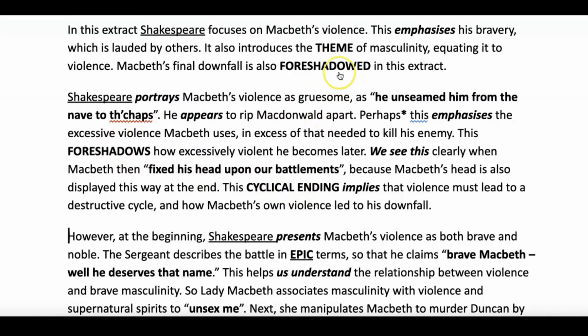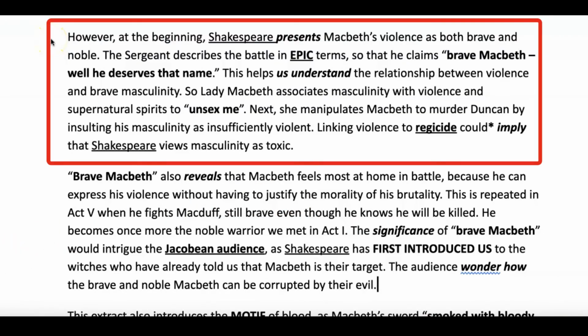By the way, you can steal all of those because they're going to be relevant to every essay title that comes up. However, at the beginning, Shakespeare presents Macbeth's violence as both brave and noble. The sergeant describes the battle in epic terms, so that he claims "brave Macbeth, well, he deserves that name." This helps us understand the relationship between violence and brave masculinity.